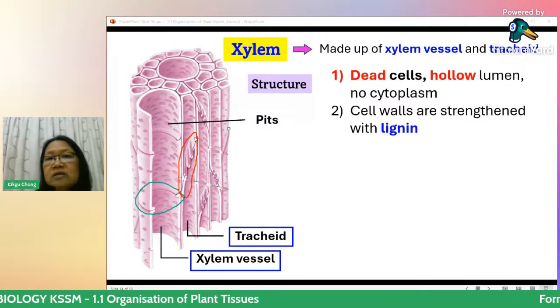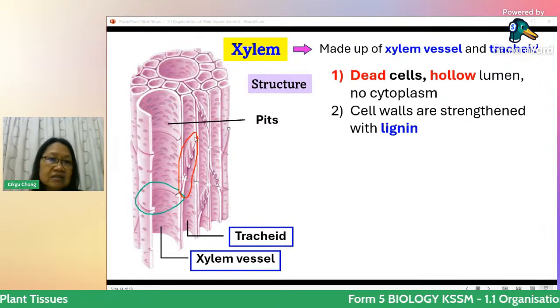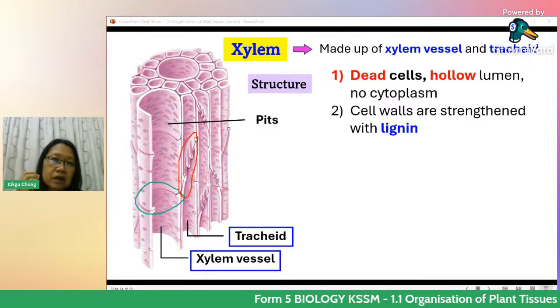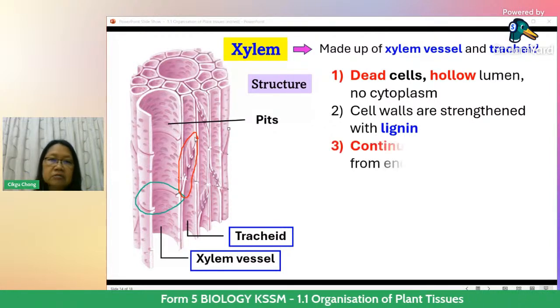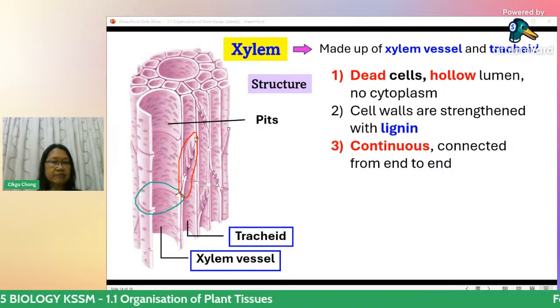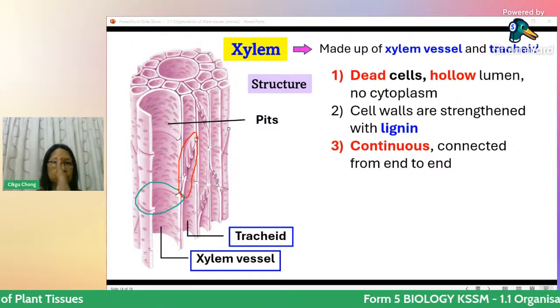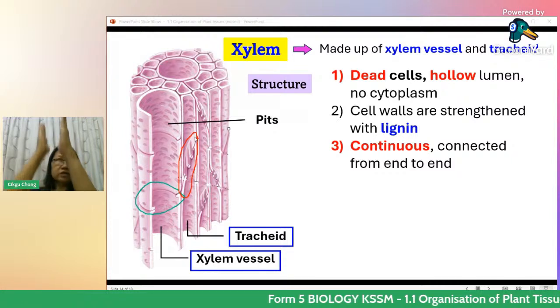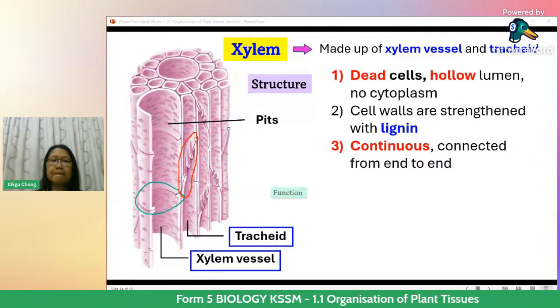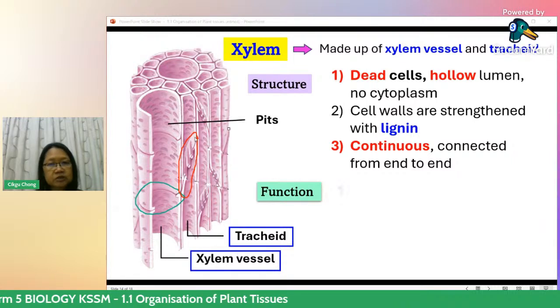The cell walls are thick, strengthened with a material called lignin, which offers mechanical support. How will you describe the structure of xylem? It's continuous, connected from end to end. That means one here, another one here, another one here is continuous. Function: now, what's the function of xylem? Very simple. This one you should know. Everybody should know.